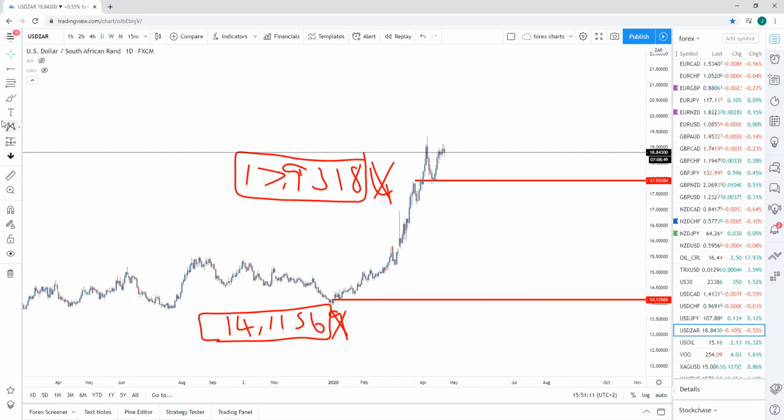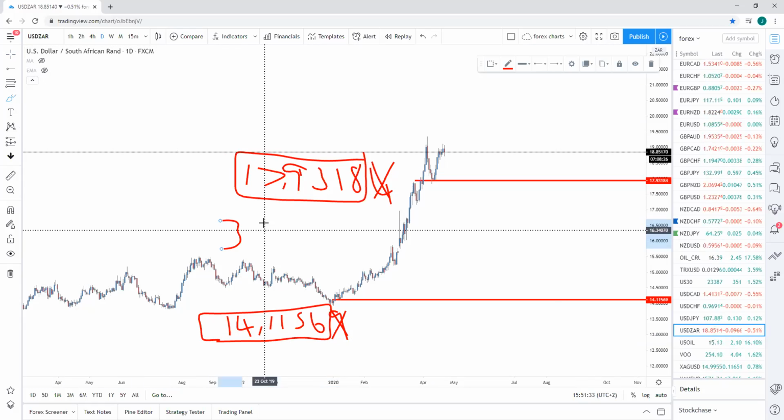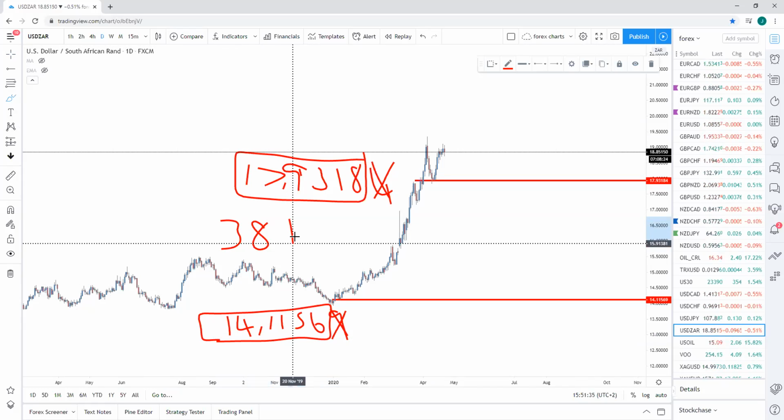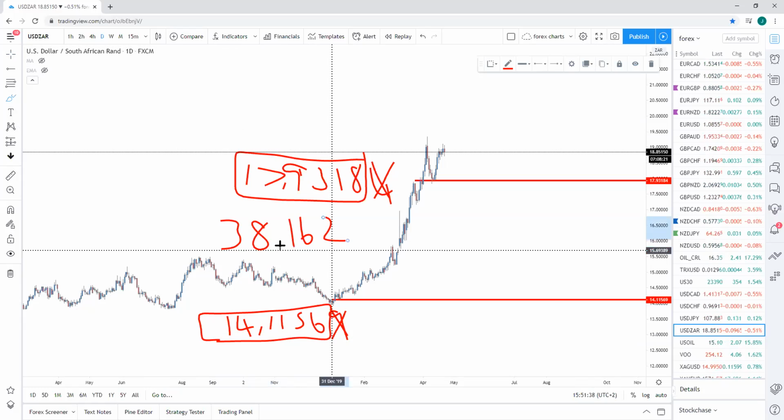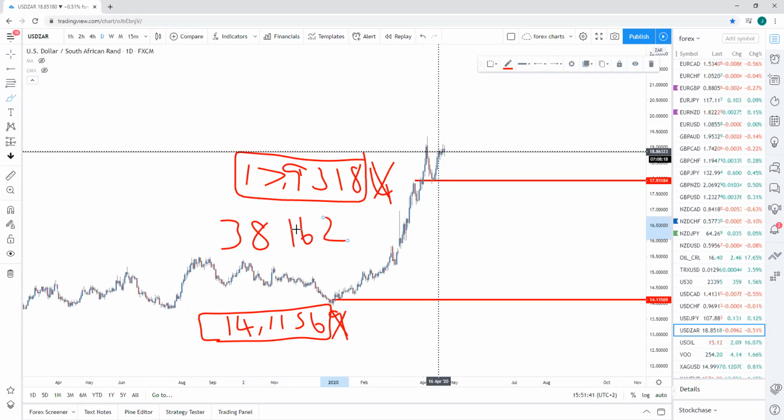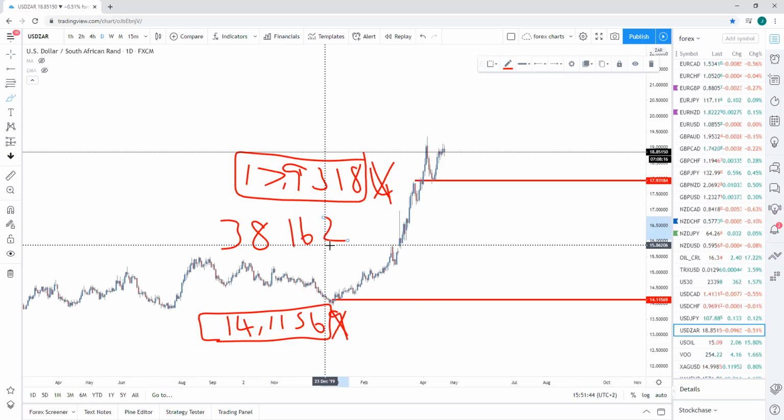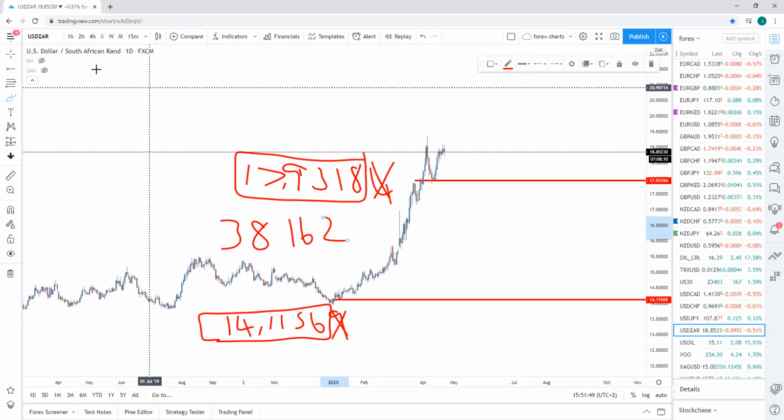So let me just take my calculator here. I don't know where the calculator is on the computer. It's 17.9318 minus 14.1156. So this thing moved a lot of pips. It moved 38162. This is a lot. This move is a few thousand pips, 38,162. It sounds like a lot, but it's only with exotic pairs like this, the USD ZAR.